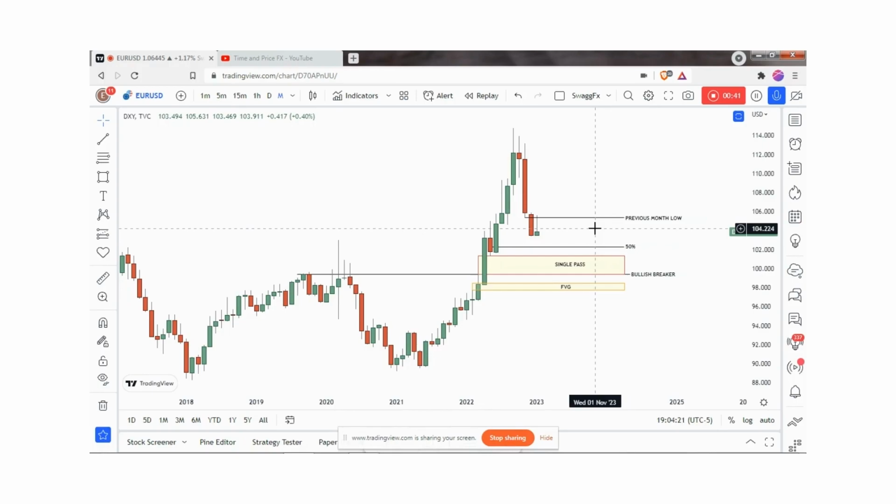So today we are looking at the DXY, and we are looking at the Euro US dollar as well. If you are aware, you know that the DXY and the Euro US dollar are inversely correlated, which means that when the DXY goes down, we expect the Euro US dollar to go up. The DXY is just the US dollar index, so it just tracks the movement of the dollar.